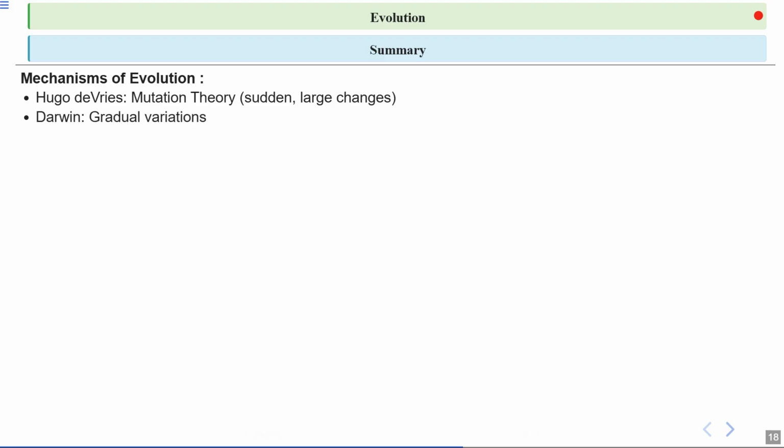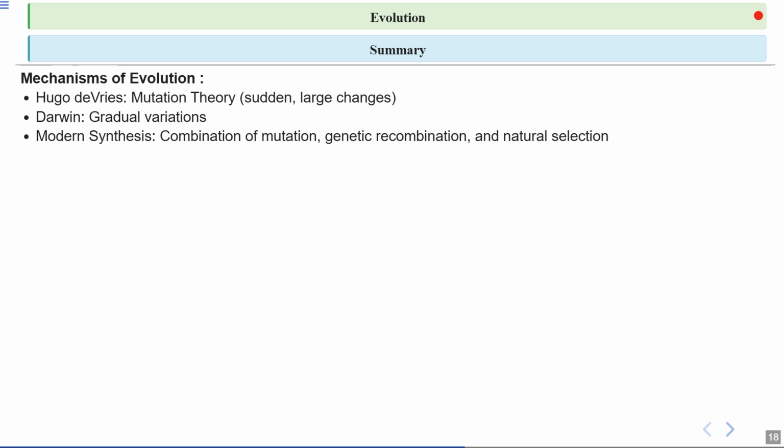Now Darwin said that evolution is gradual. These variations are very small, they are directional. These variations accumulate over generations and lead to the formation of a new species. Now what does the modern synthesis say? It says that evolution is due to a combination of mutation, genetic recombination and natural selection, which is acting on these variations. So mutations and recombination cause variations, and these variations are selected by nature, which is natural selection.